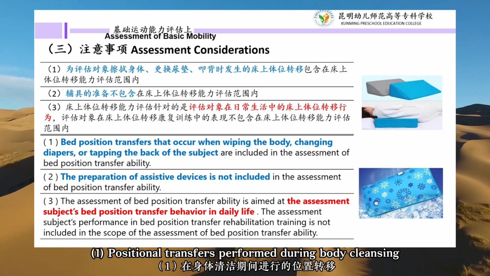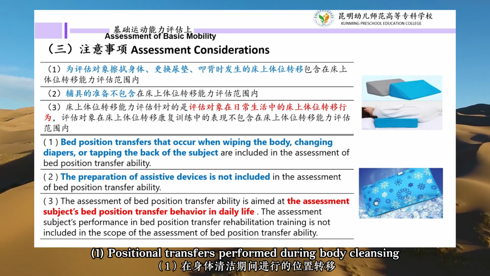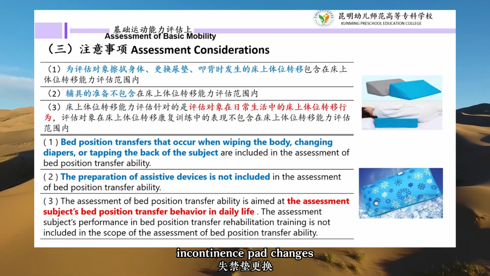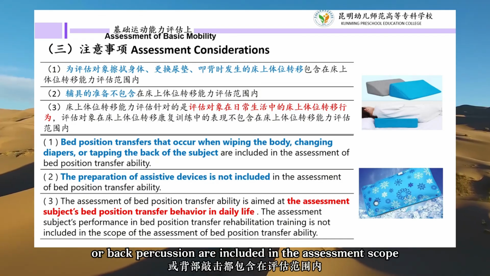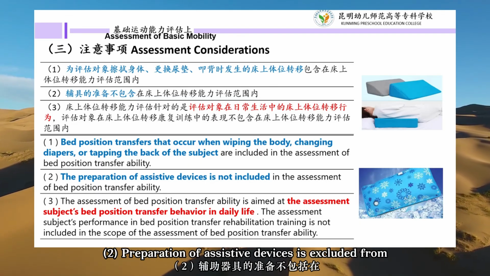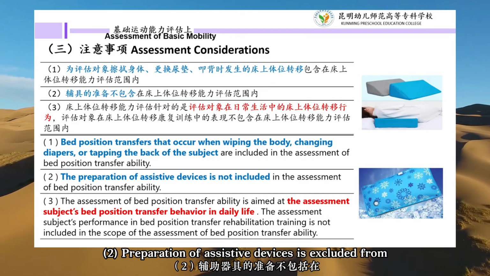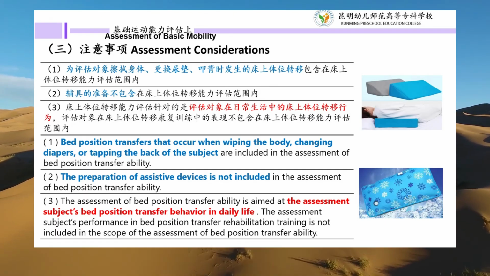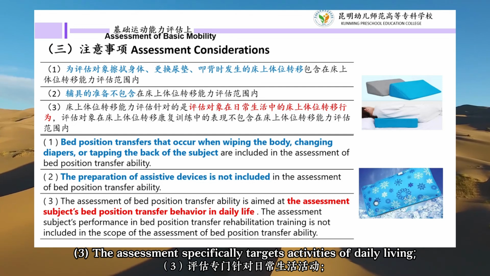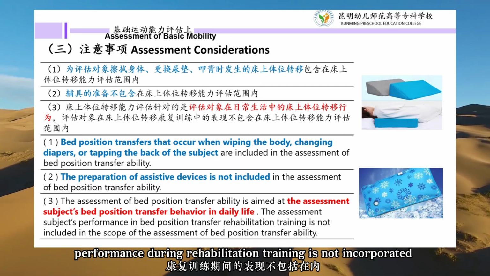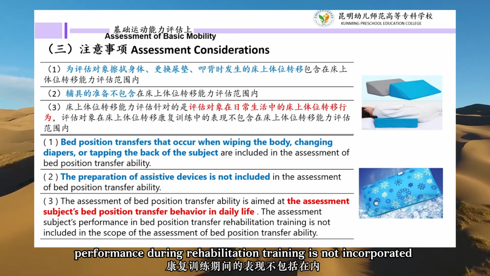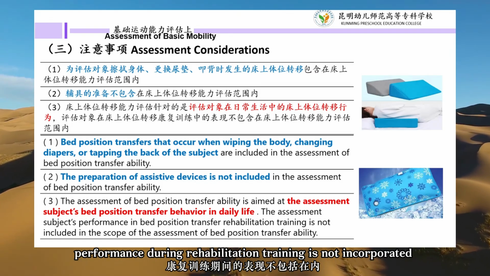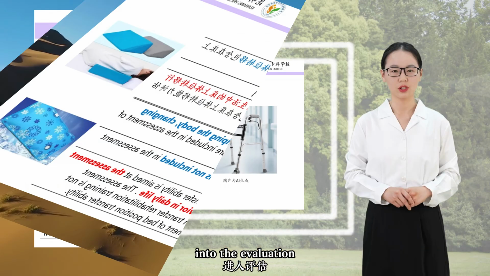1. Positional transfers performed during body cleansing, incontinence pad changes, or back percussion are included in the assessment scope. 2. Preparation of assistive devices is excluded from the evaluation parameters. 3. The assessment specifically targets activities of daily living. Performance during rehabilitation training is not incorporated into the evaluation.